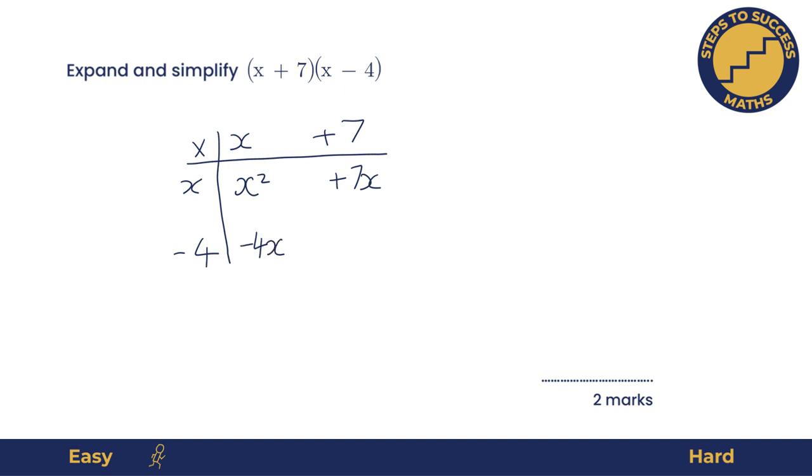And negative 4 times 7, so that's negative 28. Now we need to combine these two middle ones together. So we've got x squared, and then we've got 7x take away 4x, which gives us 3x. And then at the end, we've got minus 28.